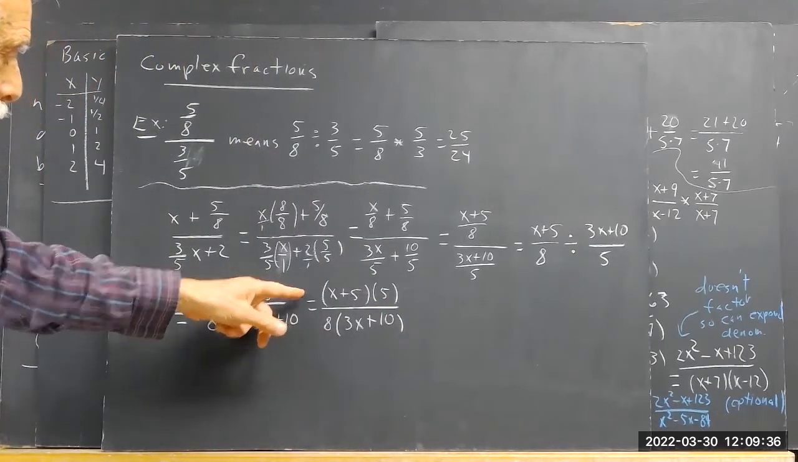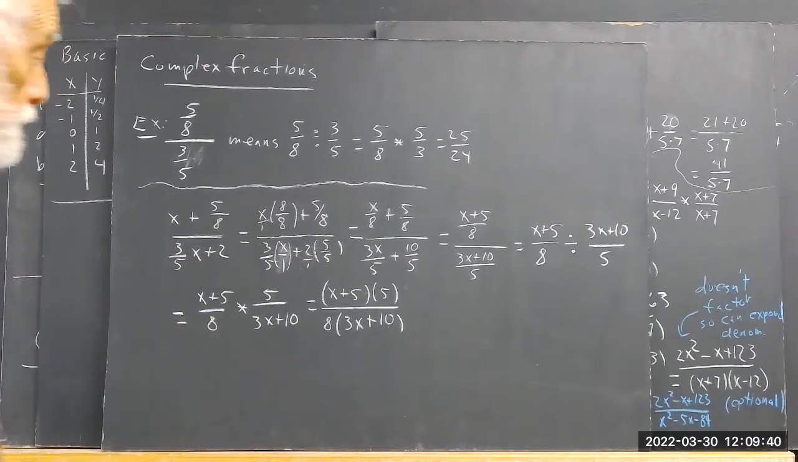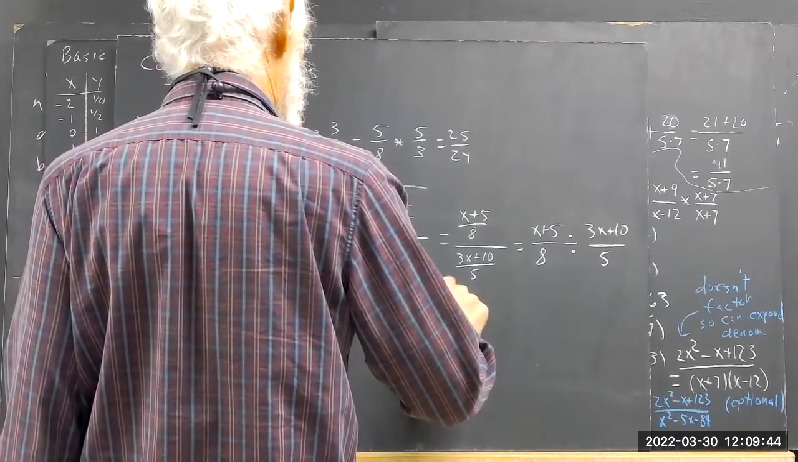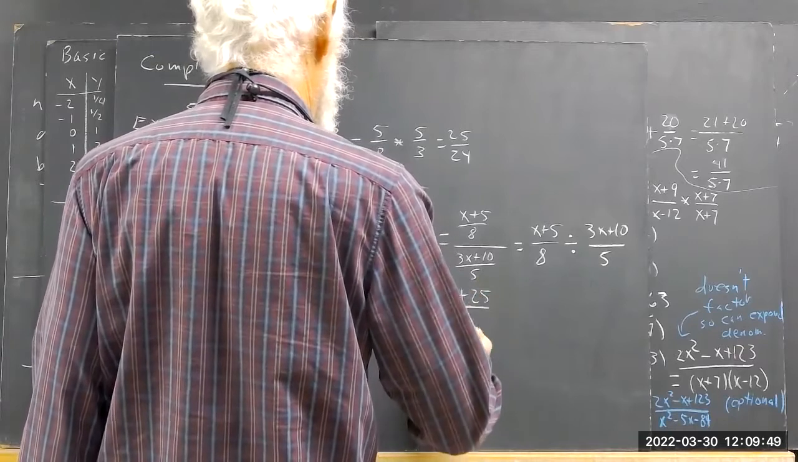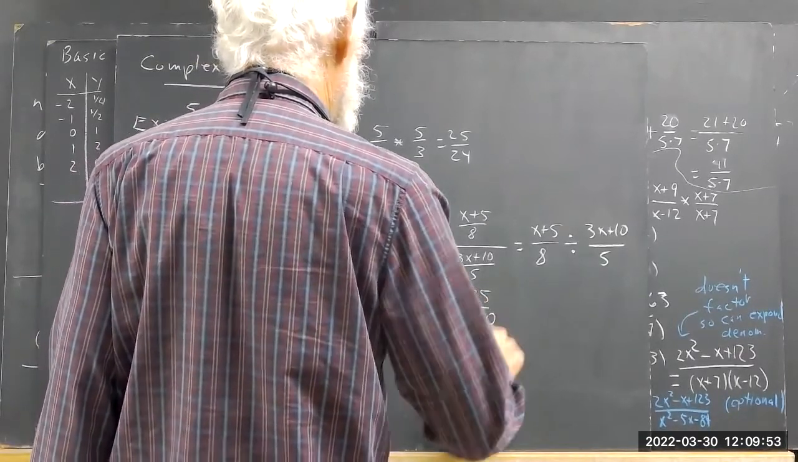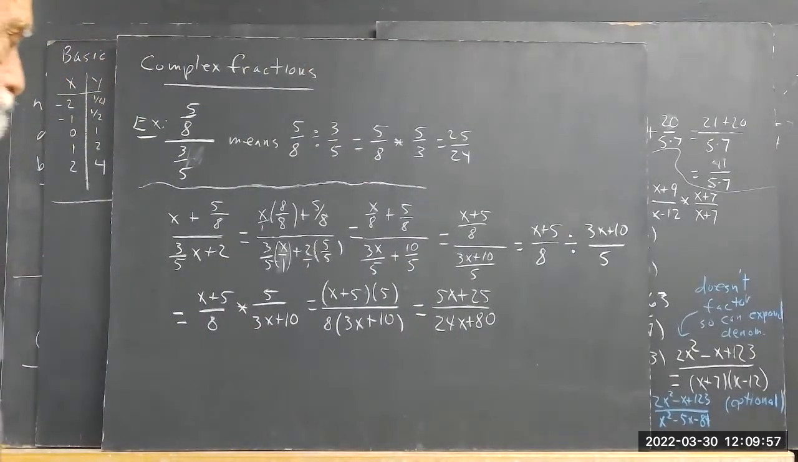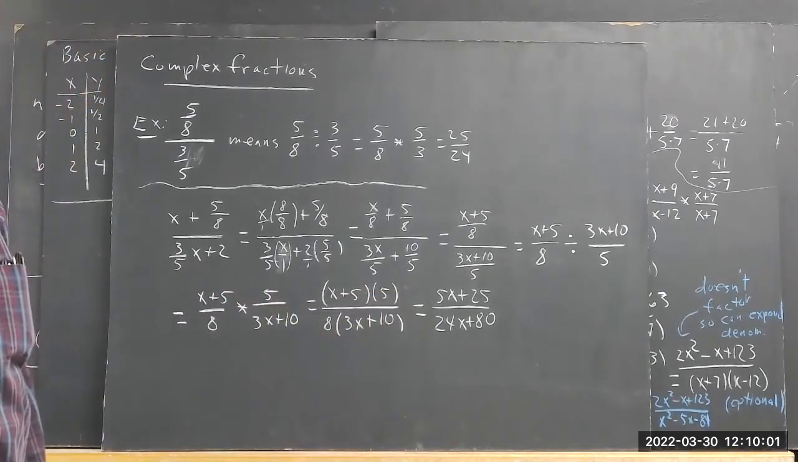I multiply my numerators and I multiply my denominators. And then I go ahead and multiply through by the 5. I get 5x plus 25 over 24x plus 80. And I don't have any common factors here. Okay.